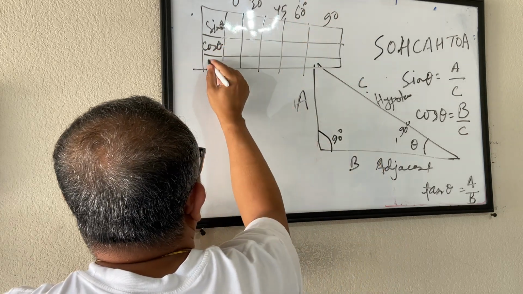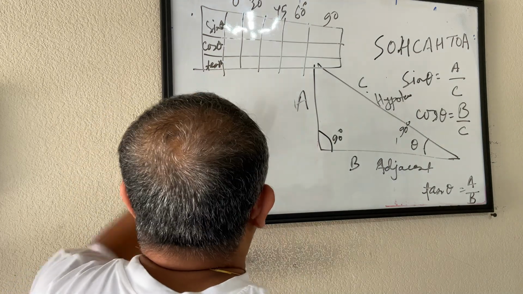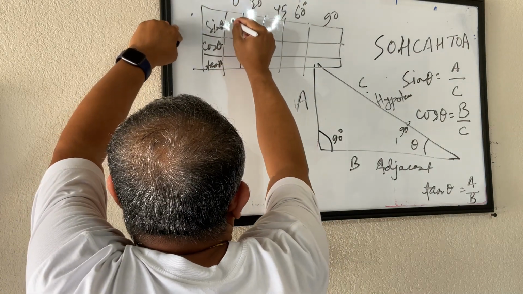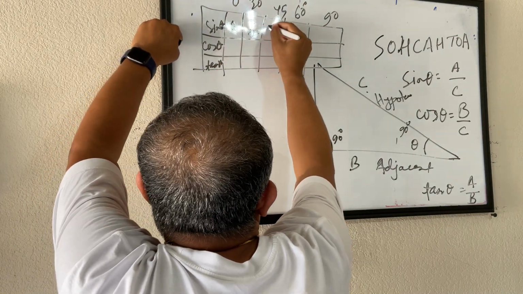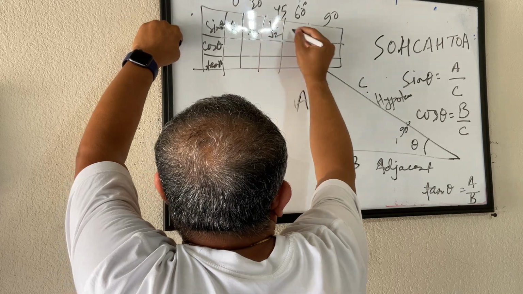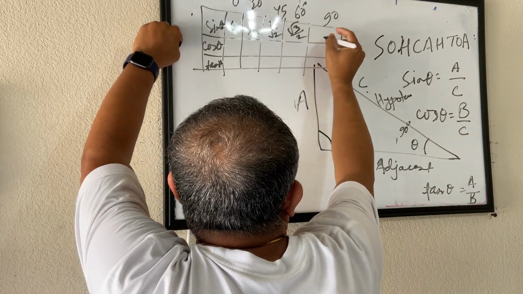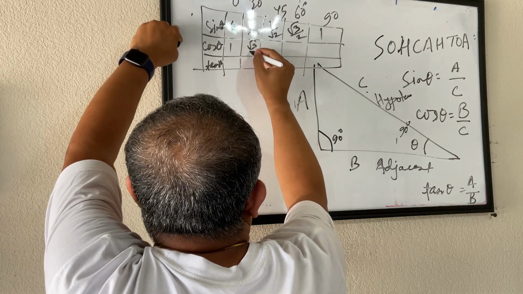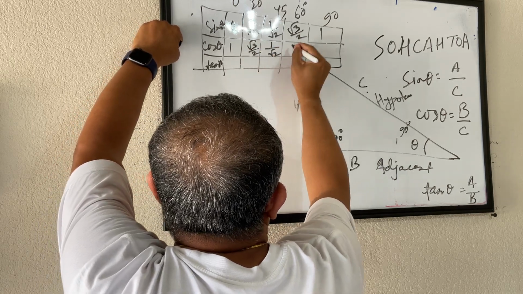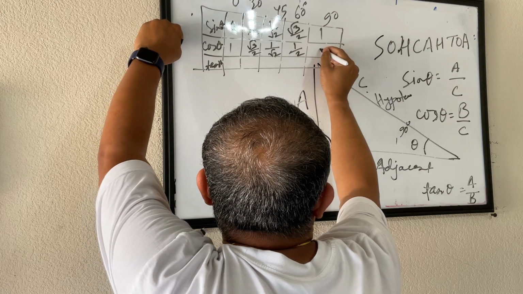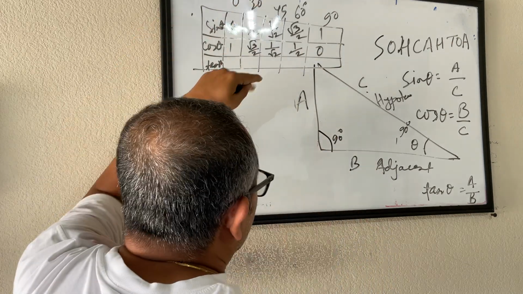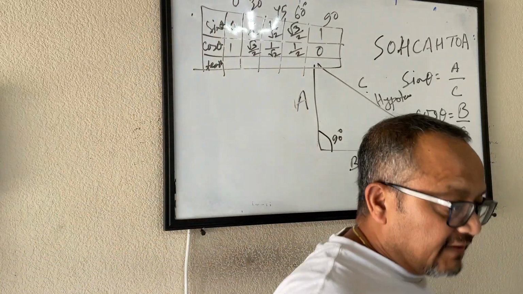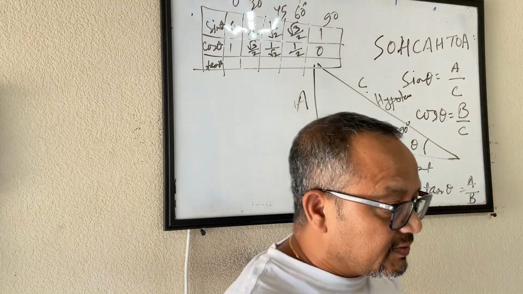Sine, cos, tan. I was filling this table by saying that sine is 0, 1 by 2, 1 by root 2, root 3 by 2 and 1. And cos is 1, root 3 by 2, 1 by root 2, 1 by 2 and 0. And this is tan. So I'm not going to fill this table one more time.